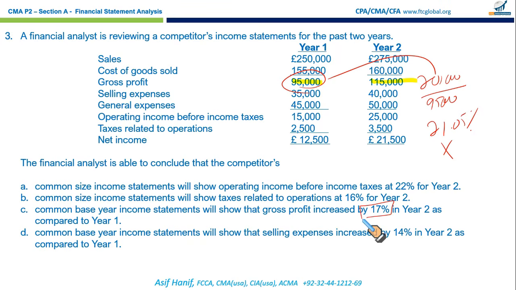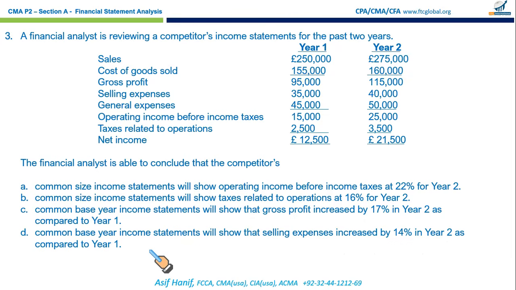Then we have the last option. Common base year income statement will show the selling expenses increased by 14%. Selling expenses last year were 35. This year they are 40. So there is a $5,000 increase. This increase is what percentage of the base year? 35,000. 5,000 upon 35 into 100, that is 14.28, if rounded off to the nearest percentage, that is 14.